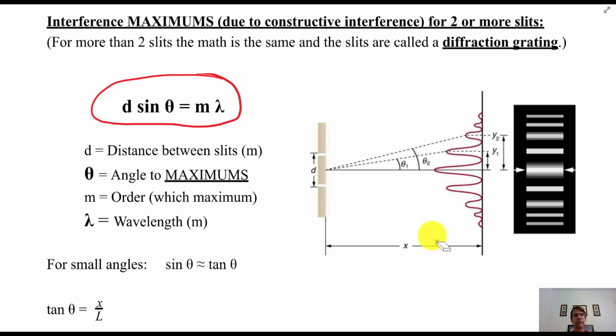Now, a couple of things here. This example has an X here. Change this to an L. I think the book uses L, and most books use an L there. L is how far you are from the screen, from where your slits are to your screen, like the front of your room. I didn't put that down here. L equals screen distance.